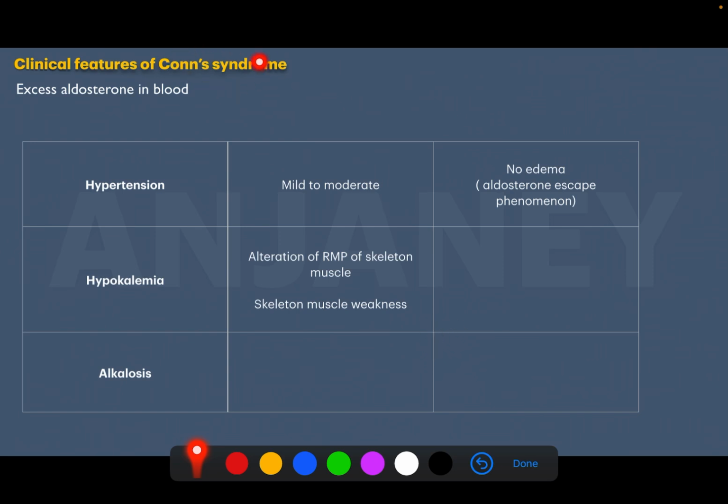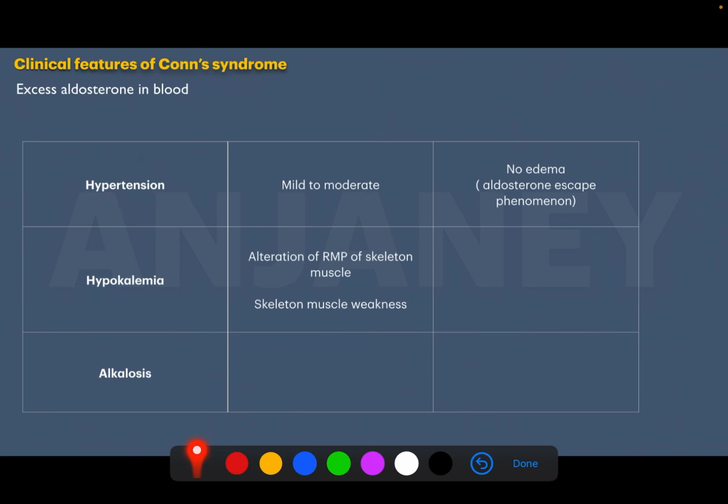Now let's understand Conn syndrome. What is Conn syndrome? Conn syndrome is excess aldosterone in the blood. It's the same, it's hyperaldosteronism. So now, hypertension, we have already studied that excess aldosterone in the blood can cause hypertension, hypokalemia and alkalosis. H plus is gone, K plus is gone, and the blood has more sodium and water, so hypertension is done.